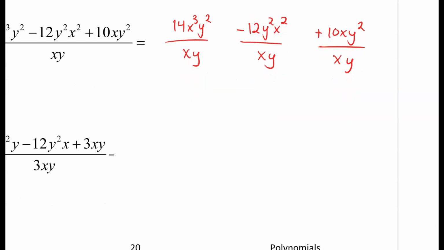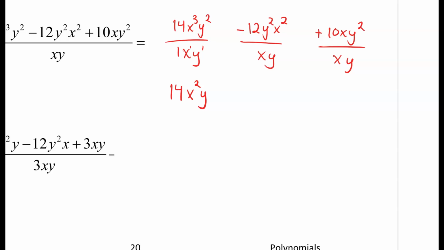So we start at the beginning with the 14x cubed y squared divided by xy. Now, if there's no number in front, it's a 1. So what we have is 14 divided by 1, which is still 14. And we have x to the power of 3, or x cubed, over x to the power of 1. 3 subtract 1 gets me x to the power of 2. Then we have y to the power of 2 over y to the power of 1. So 2 subtract 1 gets me just y.